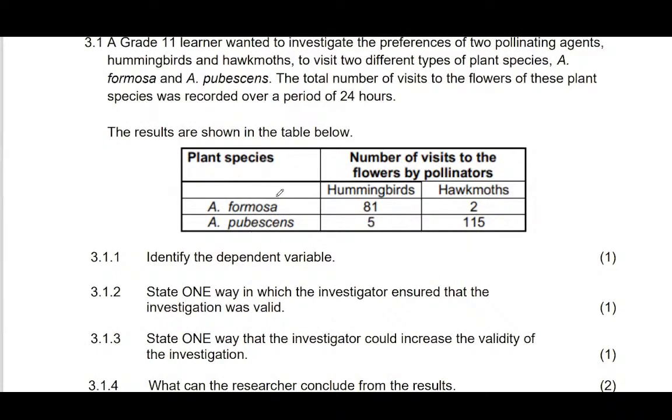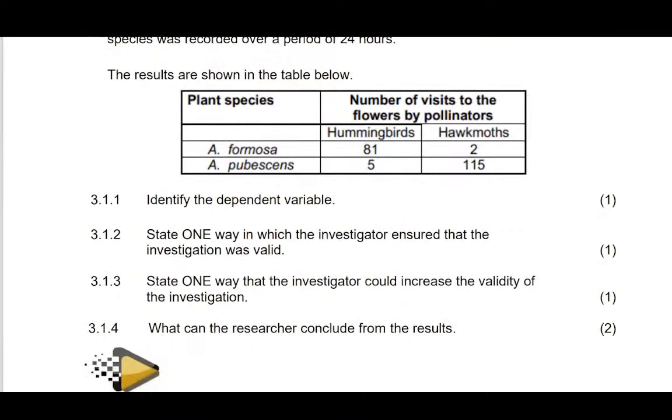Number one, identify the independent variable and the dependent variable. Remember, I use that principle of I, D, X, Y. If we were to plot this, this one goes on X and this one is going to go on Y. So the independent variable is the plant species. The dependent variable is what they are looking for, so the answer is the number of visits to the flowers by the pollinators.